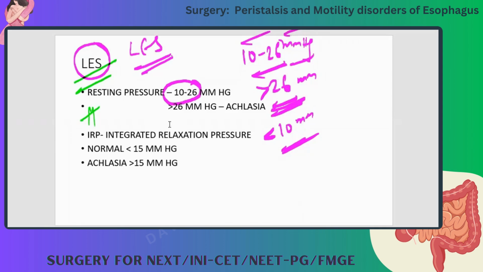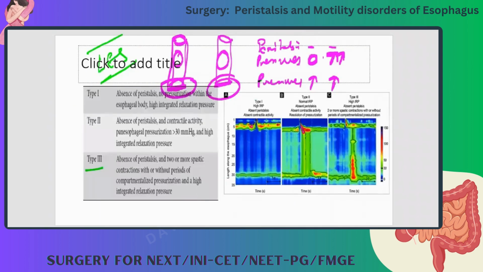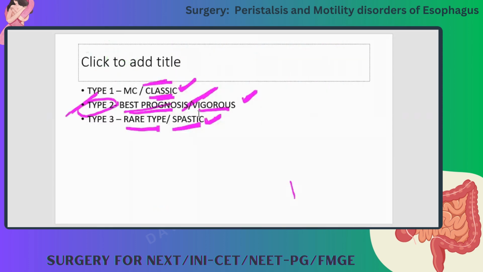Okay. And coming to type 3. In type 3, there is absence of peristalsis, the same as before. There is high integrated relaxation pressure, that is also the same, the lower esophageal sphincters are high. And 2 or more spastic contractions are there. So it is not like complete absence as in type 1, or high pressures as in type 2. There is a spastic contraction. Once there will be contraction and they will stop. Once again there will be contraction and stop. So type 3 is known as the spastic type. Okay. This is about the types of achalasia. Clear?